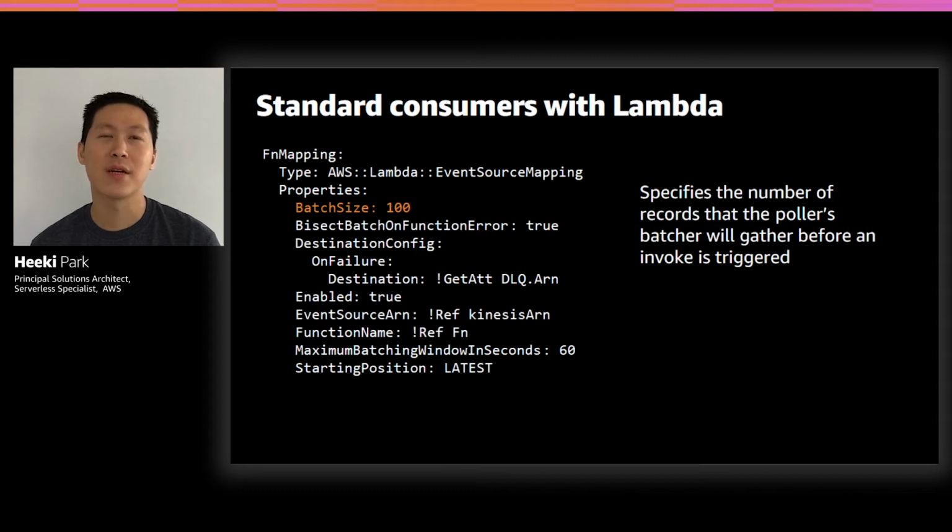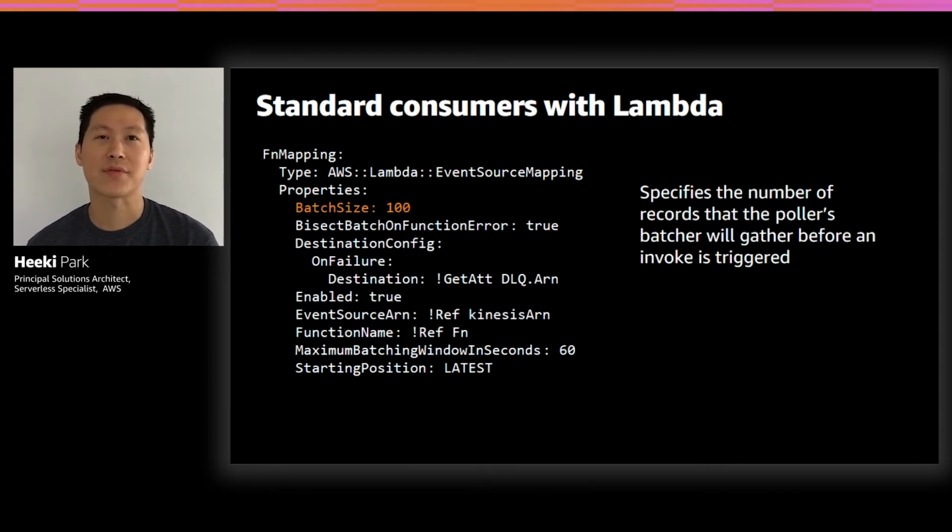As mentioned before, a standard consumer has its limitations. Again, it shares bandwidth and throughput with other consumers of the shard. So if another application is also consuming from the same stream and shards, they will have to share the resources of those shards.